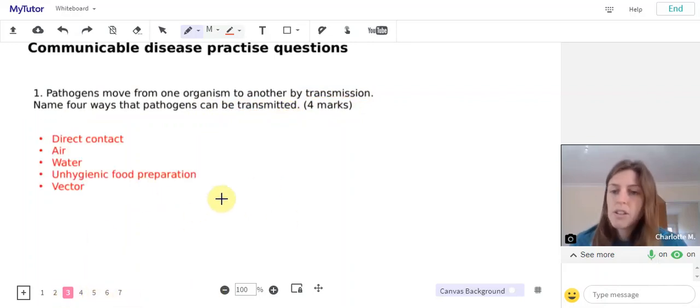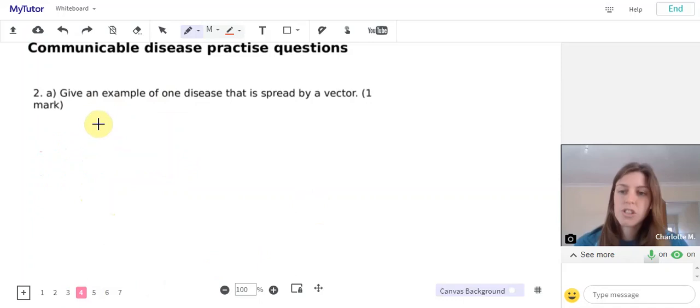Okay, so you can have any four of these five modes of transmission here. So direct contact, air, water, unhygienic food preparation, or vector. You'd only need to list four of those to have four marks.